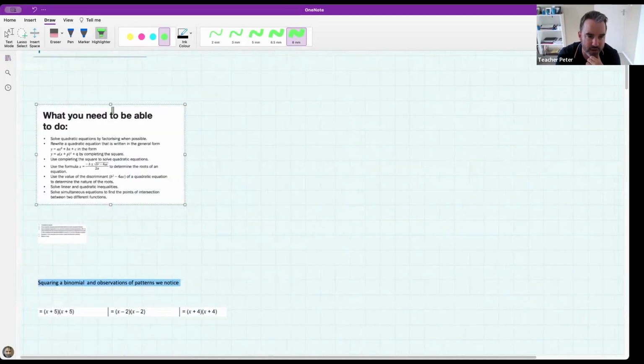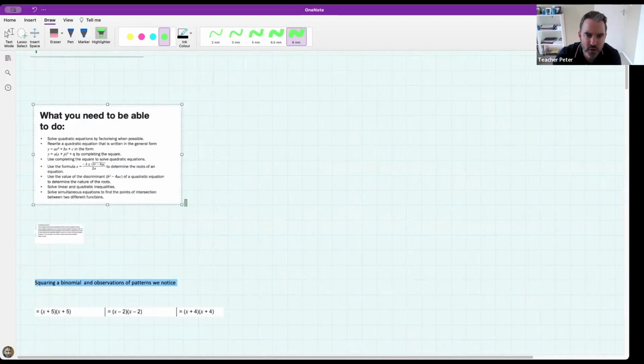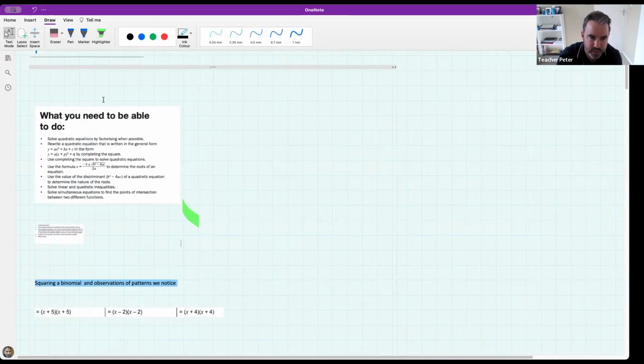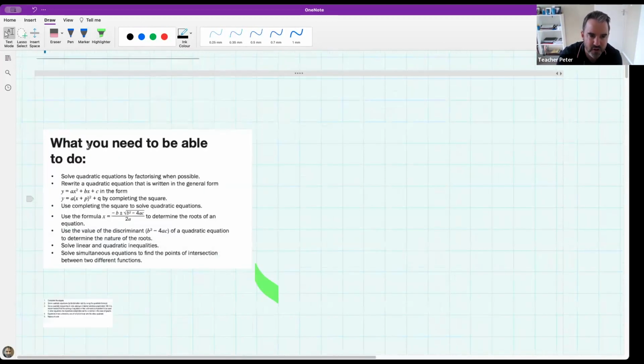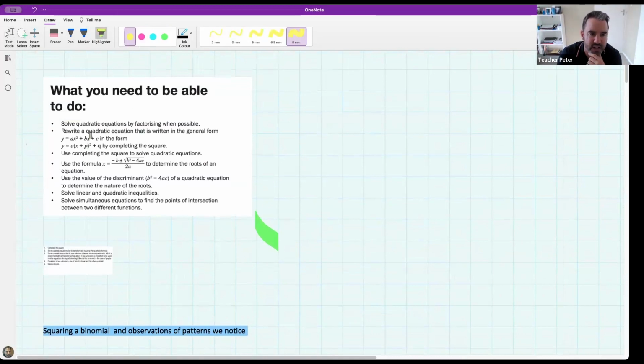Let's get going. If you look at what we need to do in this topic, in the first week we talked about solving quadratic equations by factorizing. And today we're going to start to look at something called completing the square. Completing the square is a process that we need to learn, but we don't want to overuse it.